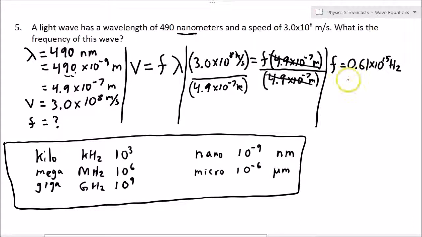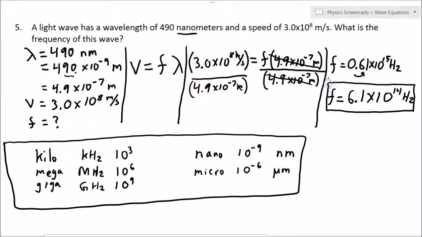Now, of course, that is not complete because it's not properly set up. So we have to move our decimal point over 1. And we find that frequency is 6.1 times 10 to the 14 hertz. We put a box around it and call it done.